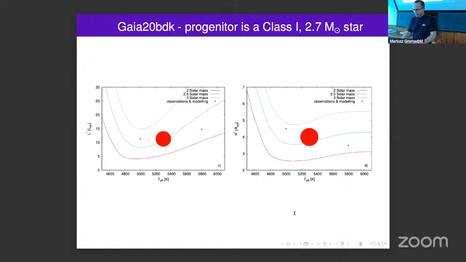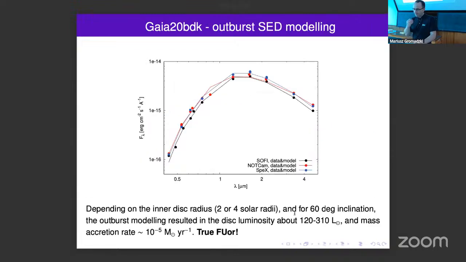And yes, some analysis of evolutionary tracks. Here I'm using the tracks computed by SIS a long time ago to establish the mass of the star. Usually after using post-outburst data, we prepare spectral energy distribution, and we are using our disk model written at Concoli to determine the disk luminosity and mass accretion rate.